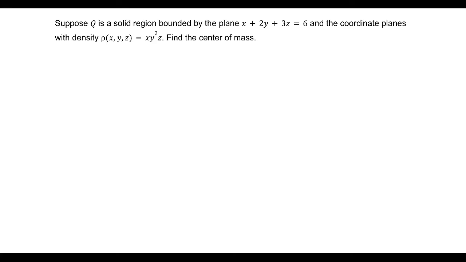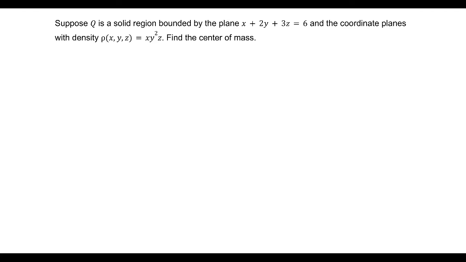The most important thing we need to notice is what the boundaries are going to be in each of these directions: in the z direction, the y direction, and the x direction. Because we are bounded by the coordinate planes and this plane, the lower bound is going to be 0 for all of these. So z is bounded from 0 to some function, y will be bounded from 0 to some function, and x will be bounded actually between two constants.